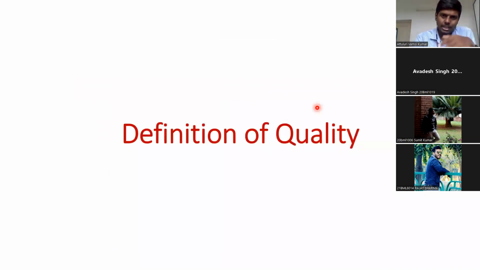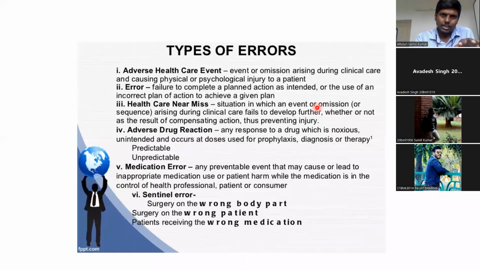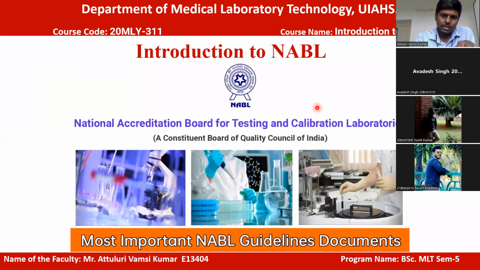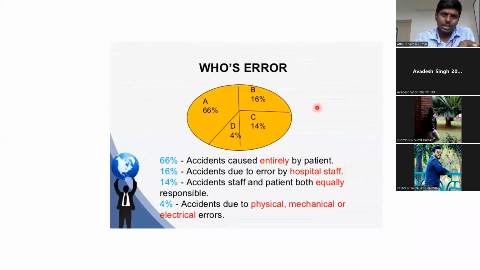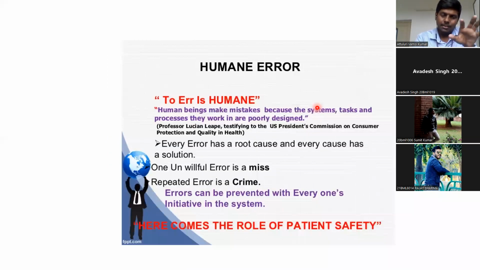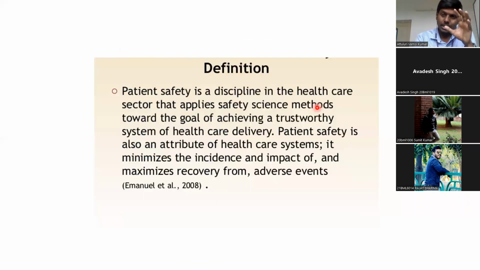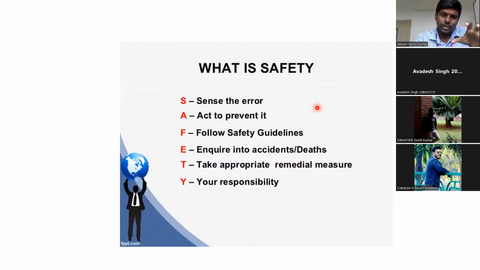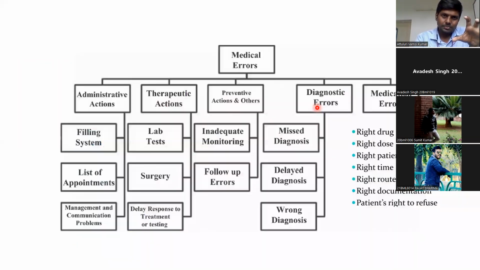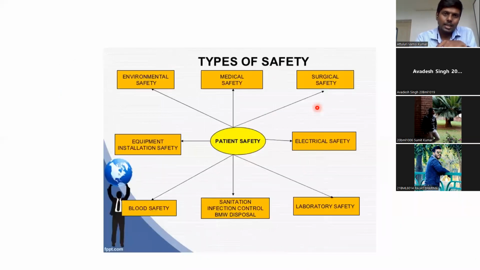In the next class I will discuss quality. In today's class I'm just summarizing because I have only one minute. Today we discussed the importance of safety and what an error is. Then we discussed types of errors, and the basic definition of safety. Then we discussed different types of medical errors: administrative, therapeutic, preventive, diagnostic, and medical errors. Then we discussed the definition of safety and the various types of safeties in the hospital. So this is all about today's session.